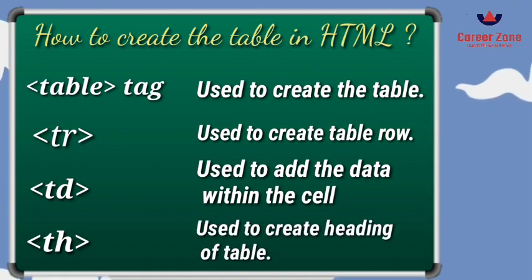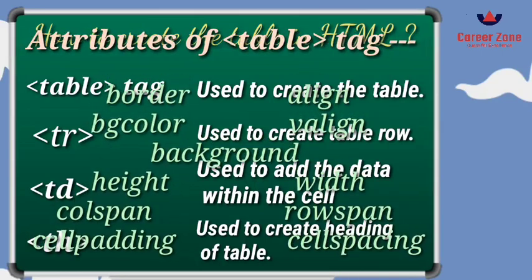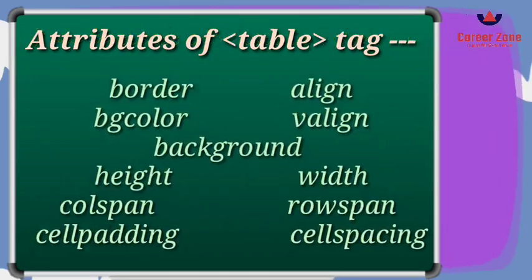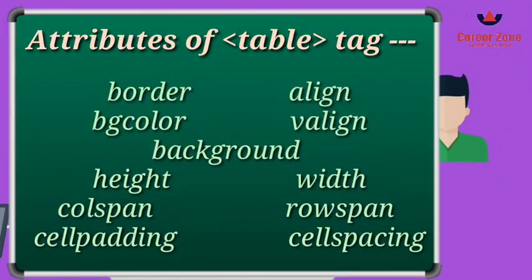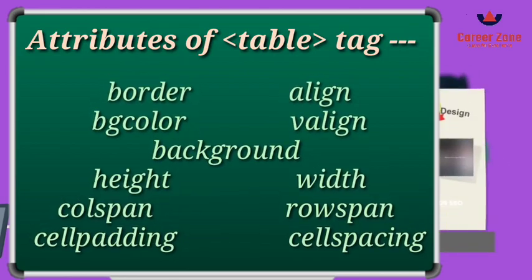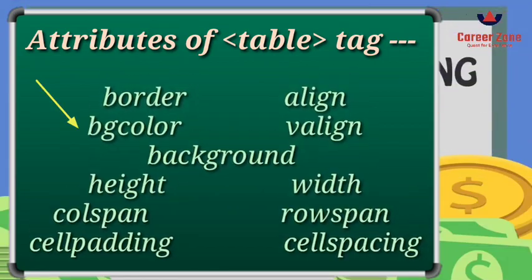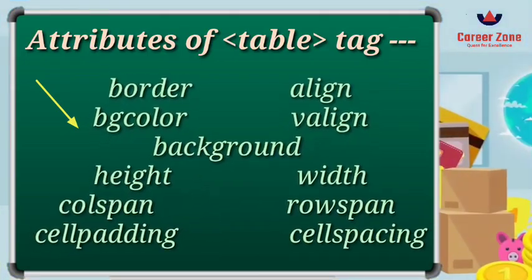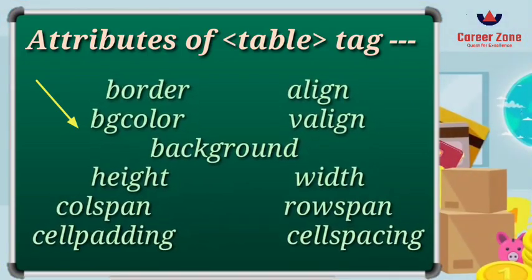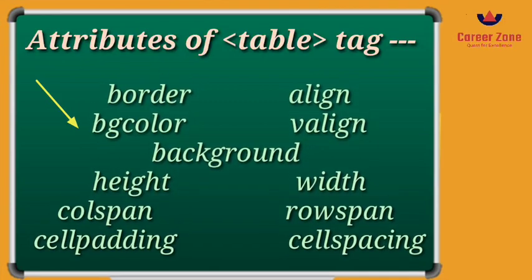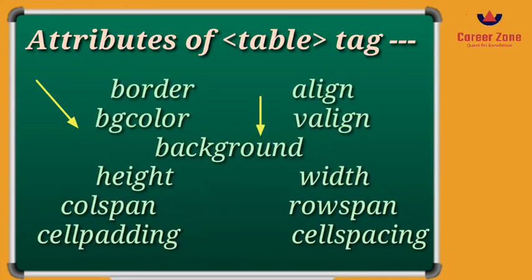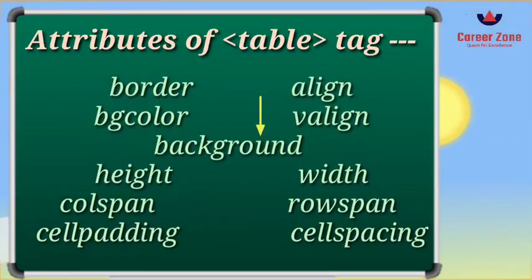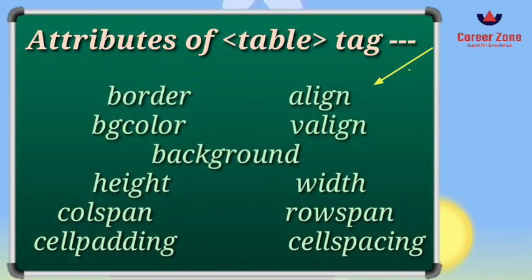Okay, so this will work, and I'll be showing you different kinds of attributes as well which will work with the table. For example, if I want to add a background color to my table, then I will use the bgcolor attribute along with the table tag. And if I want to add an image inside the table, not within the HTML web page, then I will use the background attribute along with the table tag.